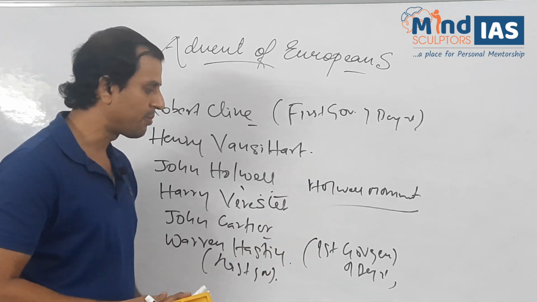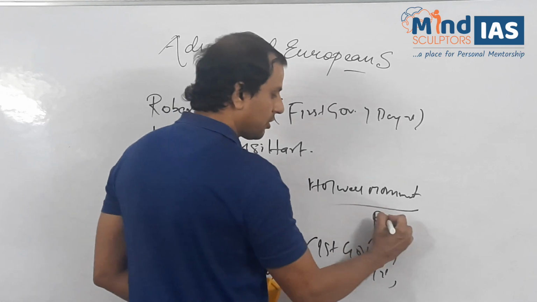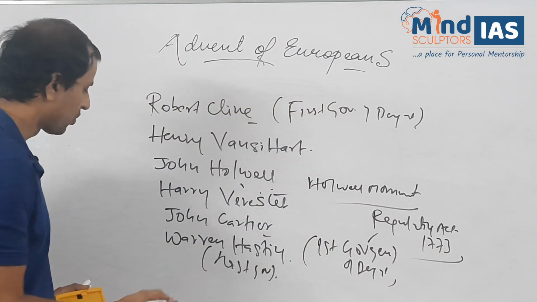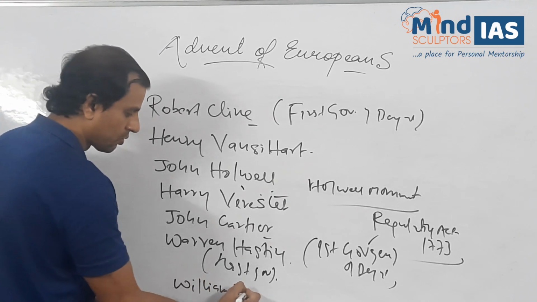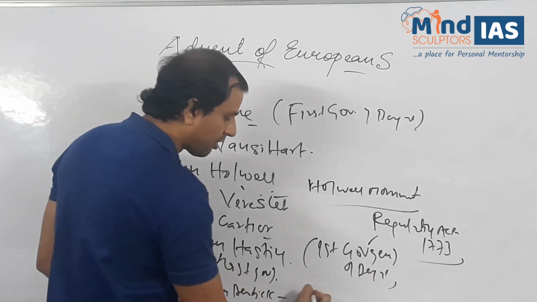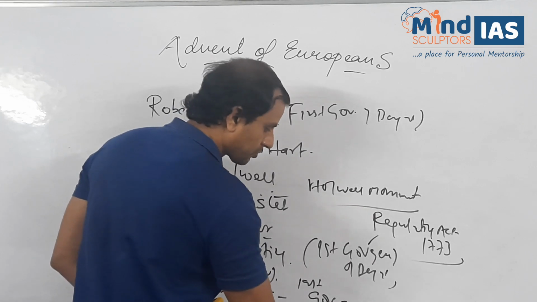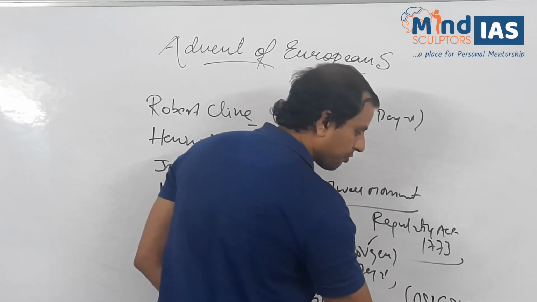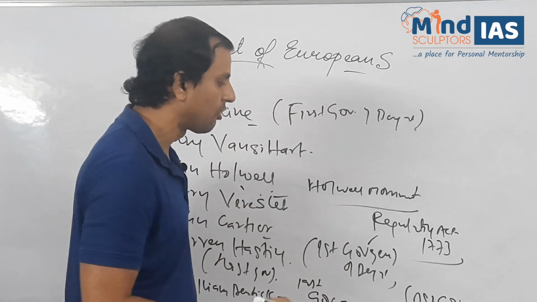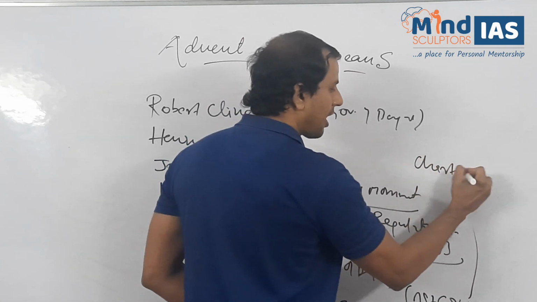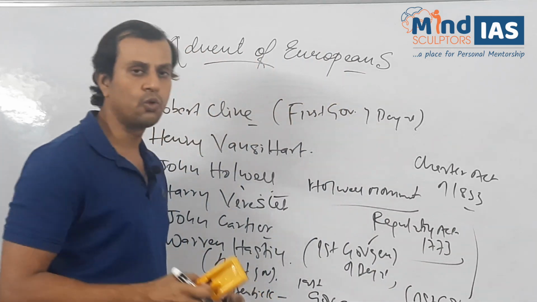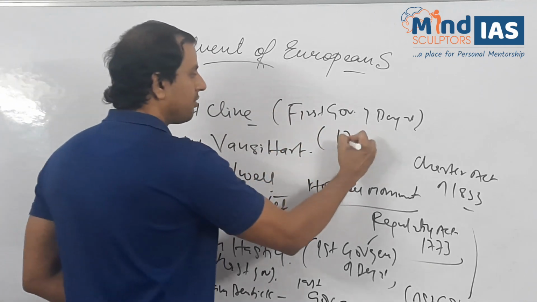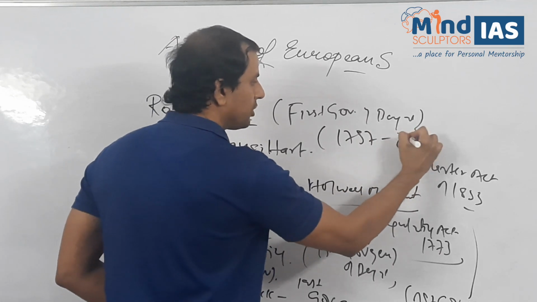The Governor General post of Bengal was created under the Regulating Act of 1773. Similarly, we can also say William Bentinck became the last Governor General of Bengal and first Governor General of India. First Governor General of India. The post of Governor General of India was created under the Charter Act of 1833. So we discussed a list of governors of Bengal created after the Battle of Plassey. So Robert Clive, first governor from 1757 to 60.